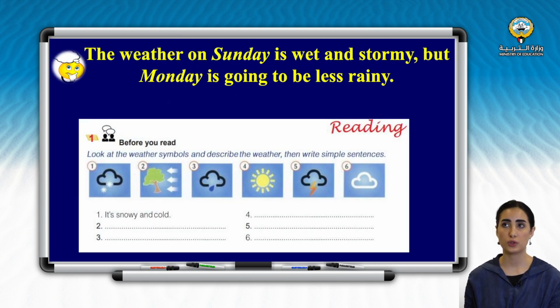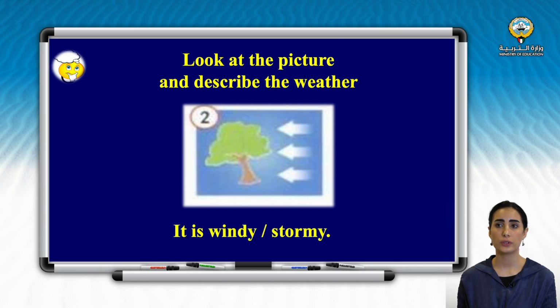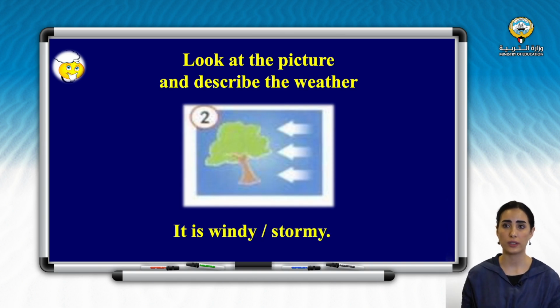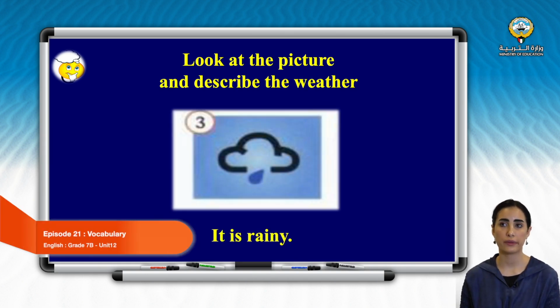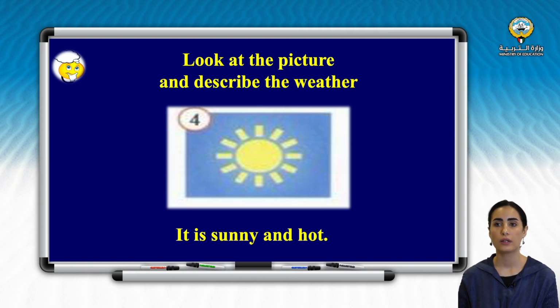The weather on Sunday is wet and stormy, but Monday is going to be less rainy. Look at the picture and describe the weather. Number one, we can see that there is a cloud with some snow, so it is snowy and cold. Number two, we can see that the tree is moving toward the left side, so it is windy and stormy. For picture number three, what can you see in the picture? I see a cloud with some drops of rain, so it is rainy. Number four, we see that the sun is shining, so we're going to guess it is sunny and hot.